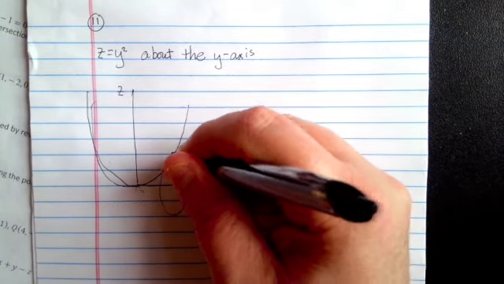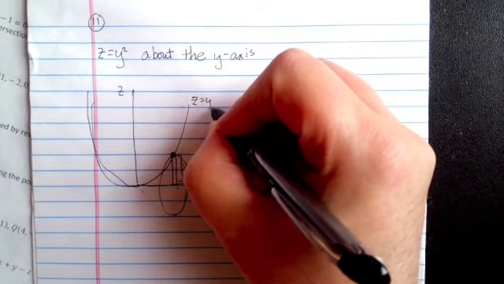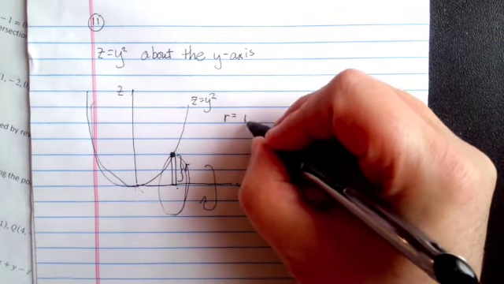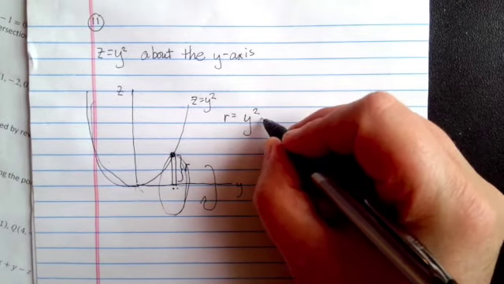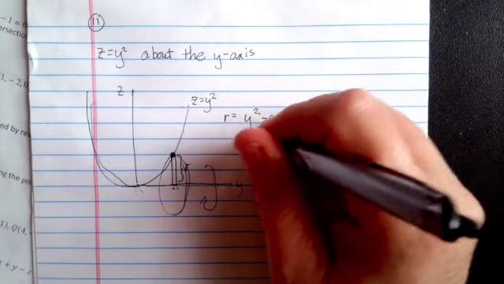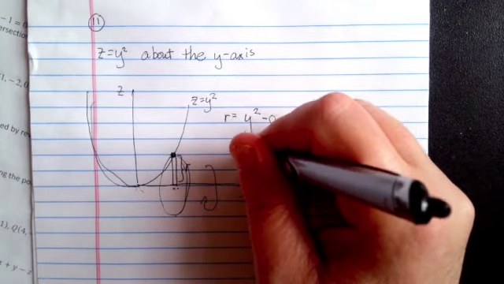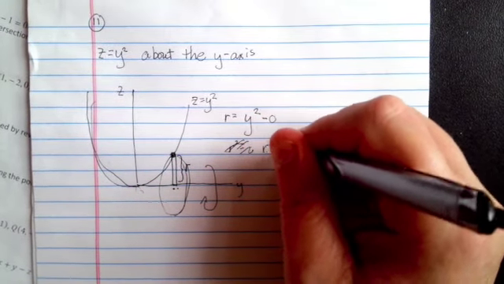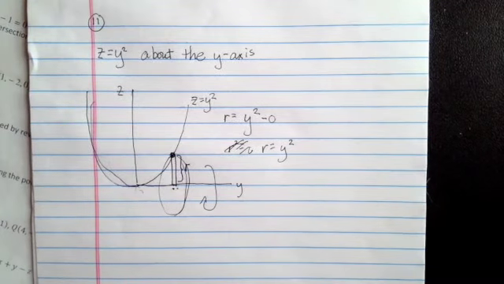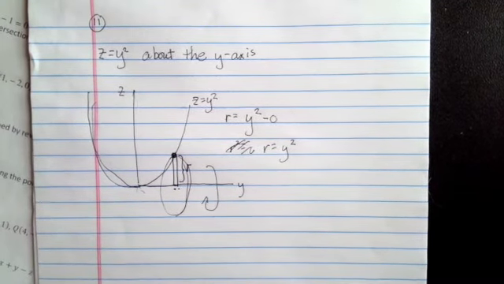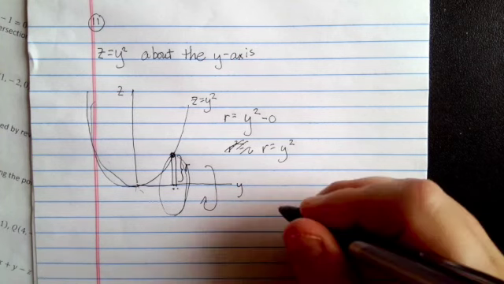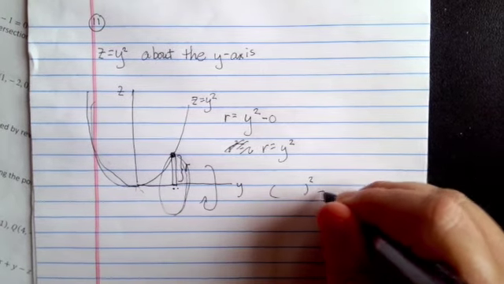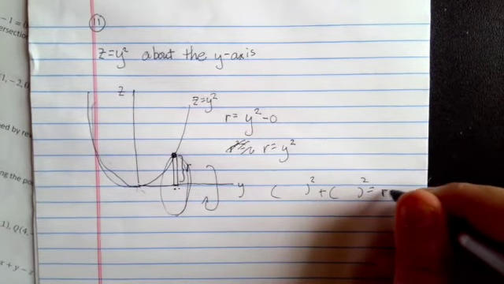Well, that z is determined by the curve z equals y squared. And that z value is going to be 0 since it's on the y-axis. So we get r equals y squared. So now the equation of this surface is going to have a form that's inspired by the equation of a circle. We need something squared plus something squared equals r squared.